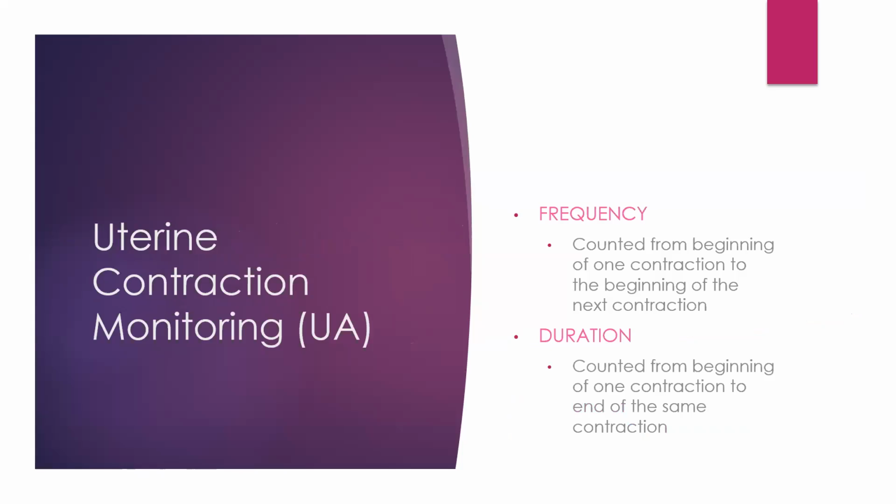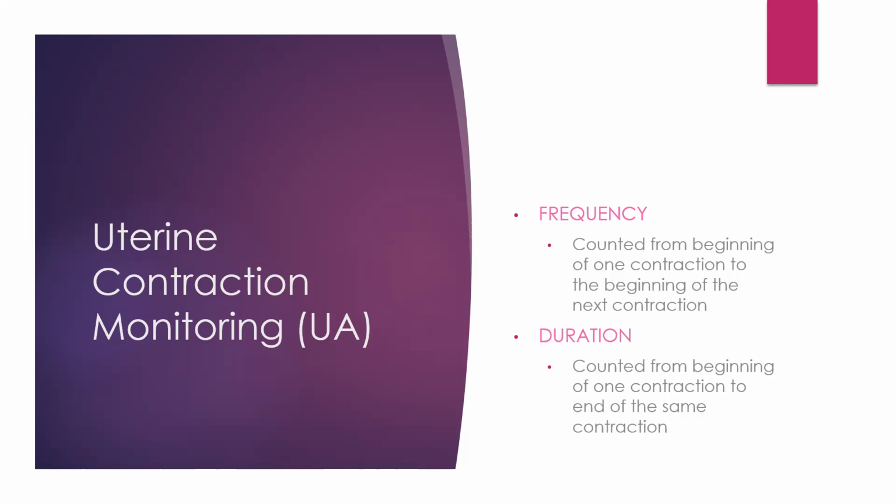We touched on this already. The uterine contraction monitoring is going to measure the frequency. The frequency of the contractions is counted. It's going to be a range, and it's counted from the beginning of one contraction to the beginning of the next contraction. On my next slide, I have an example of exactly how to calculate that, so it'll make a little bit more sense.